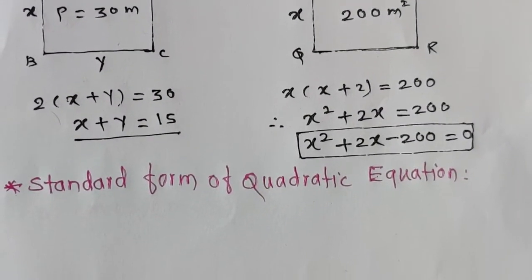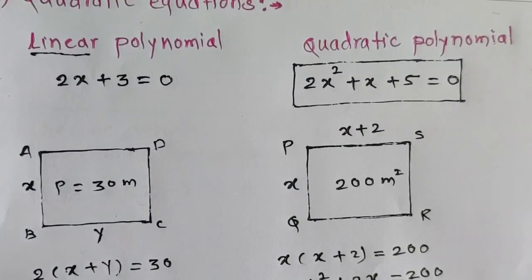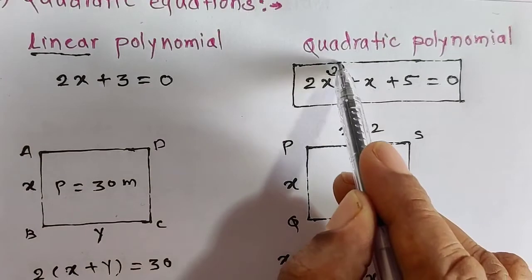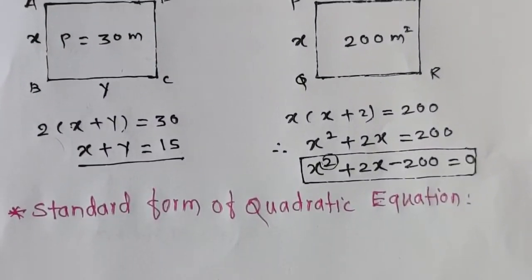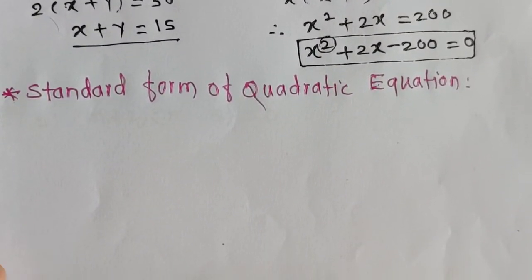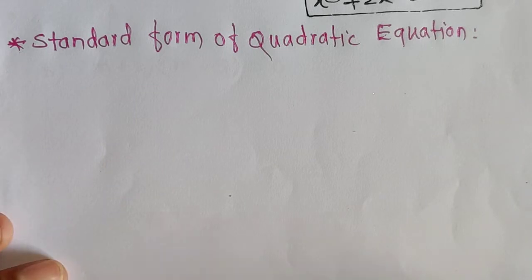Now let us see what is meant by standard form. Students, remember again, if the degree of the equation is 2, meaning the highest index is 2, then it is called a quadratic equation. The highest index should be 2 at maximum, and only one variable. That is called a quadratic equation. So what is the general form or standard form of a quadratic equation? Let us study that standard form.